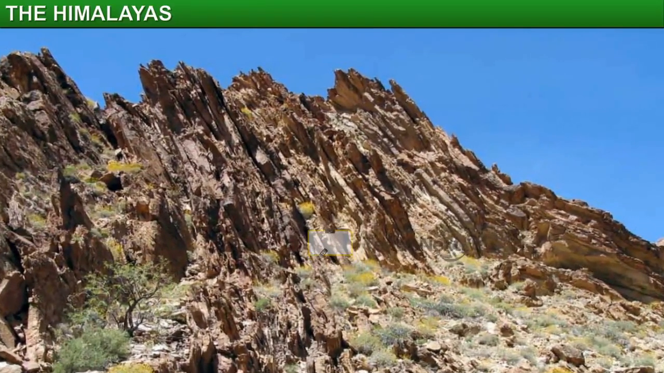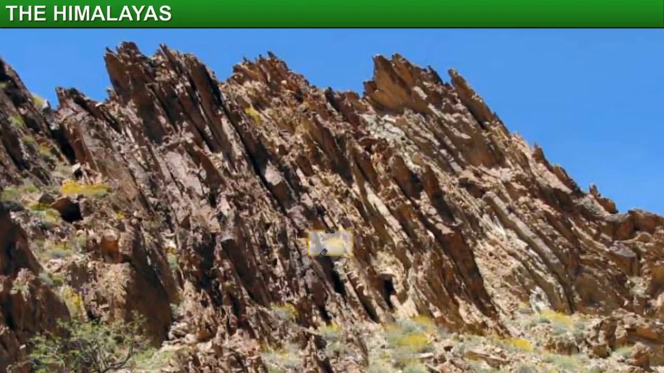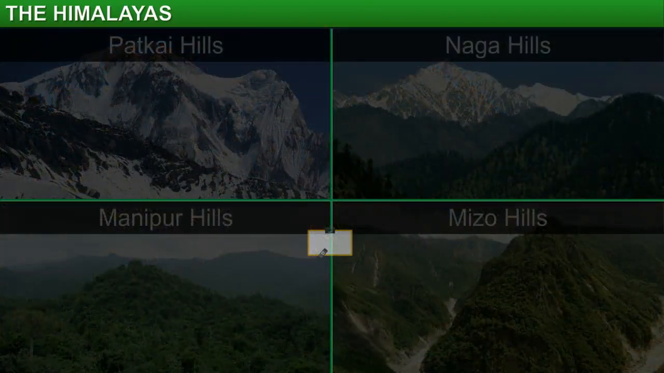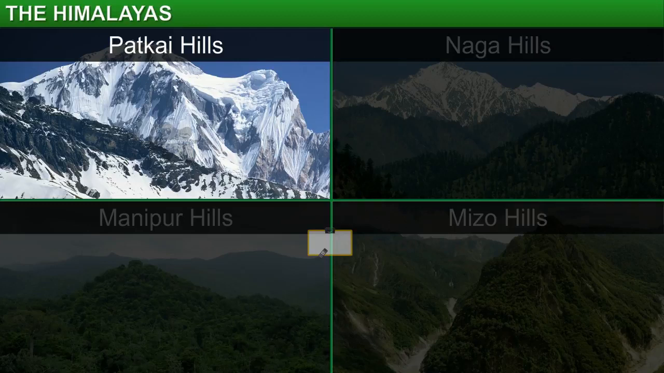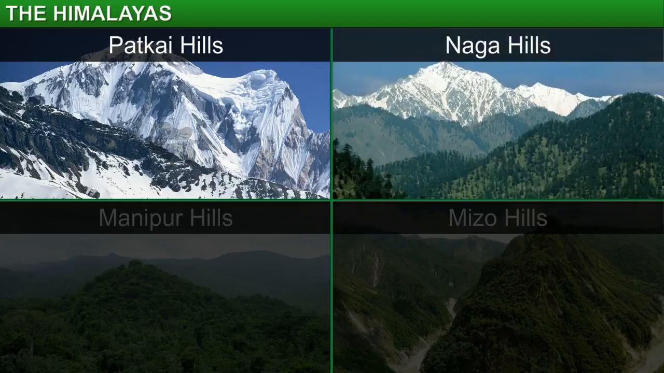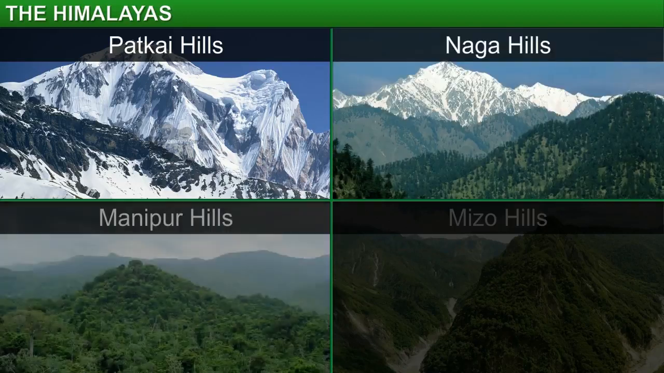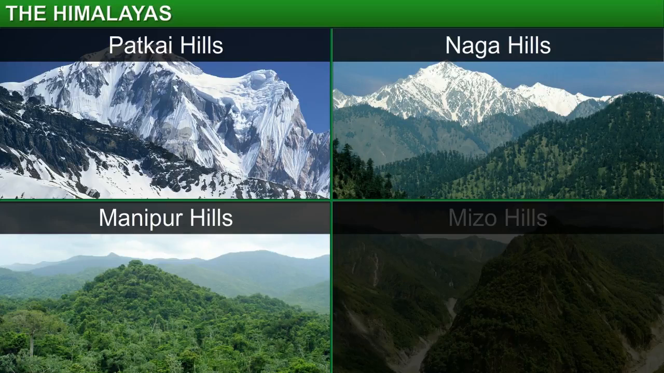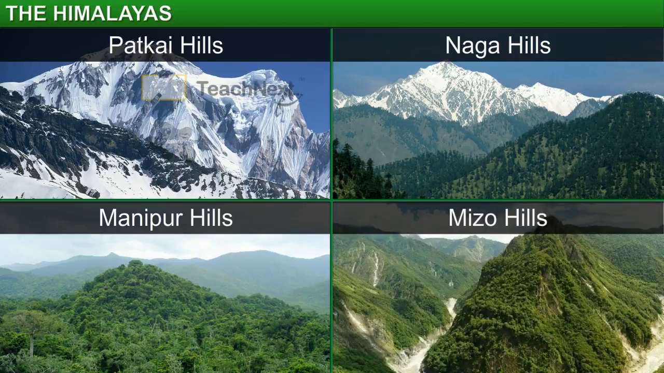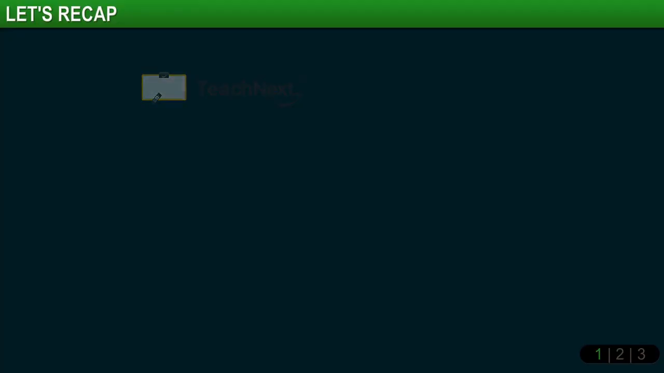Let's take a closer look at the Puravanchal range. The Puravanchal range is made up of the Patkai hills, the Naga hills, the Manipur hills, and the Mizo hills. That was a brief overview of the Great Himalayas. Here's a quick recap of what you've covered so far.